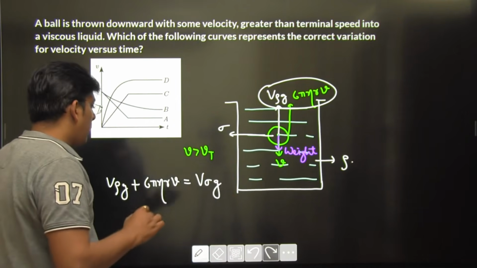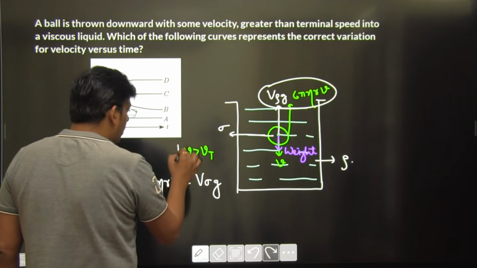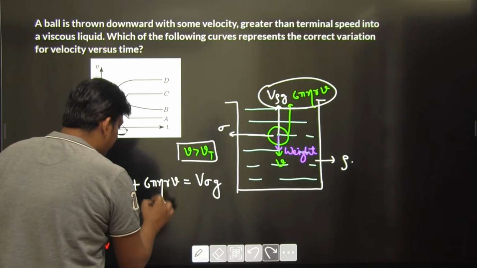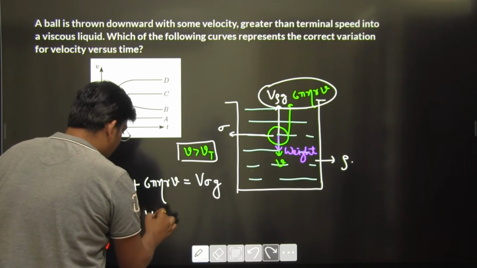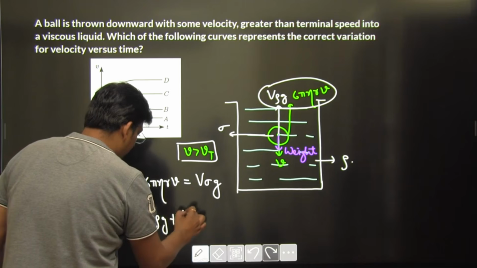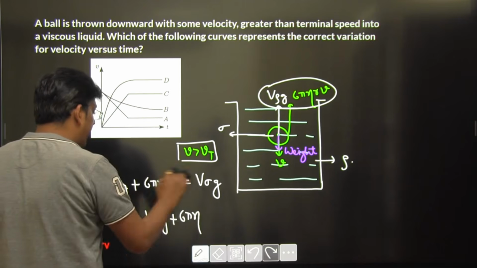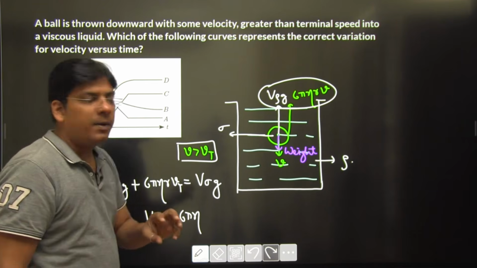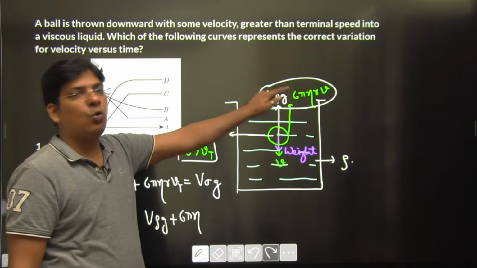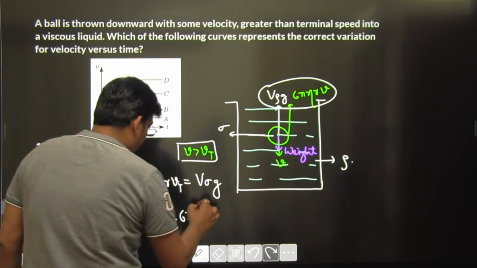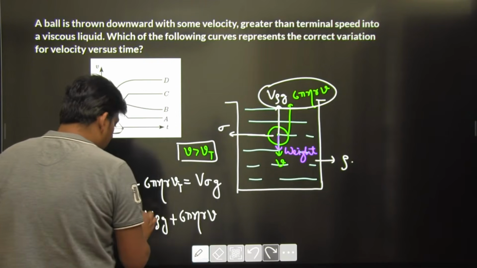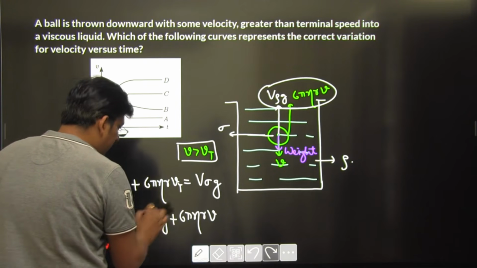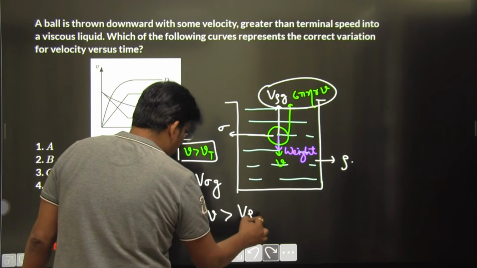Now when you throw an object with a velocity greater than terminal velocity, then V rho g plus 6 pi eta r v, if this is terminal velocity, vt is terminal velocity. When the object is moving with terminal velocity, then these two forces, upthrust and Stokes force, balance the weight. But if velocity is greater than the terminal velocity, dear students, then these two forces will be greater than the weight.